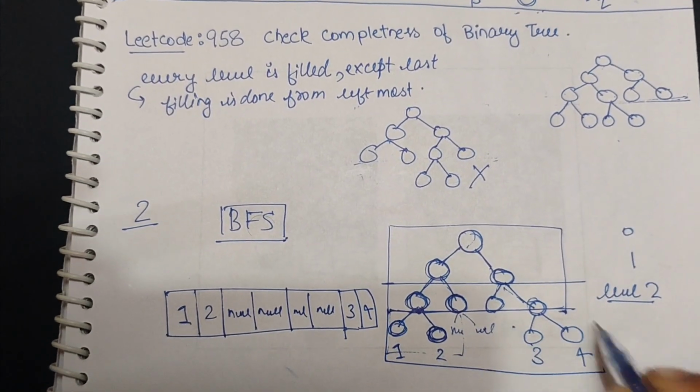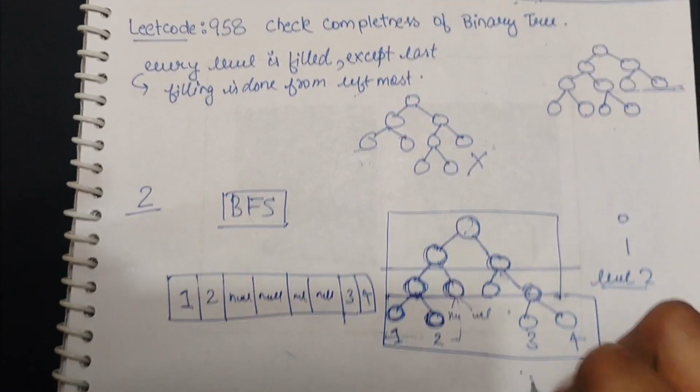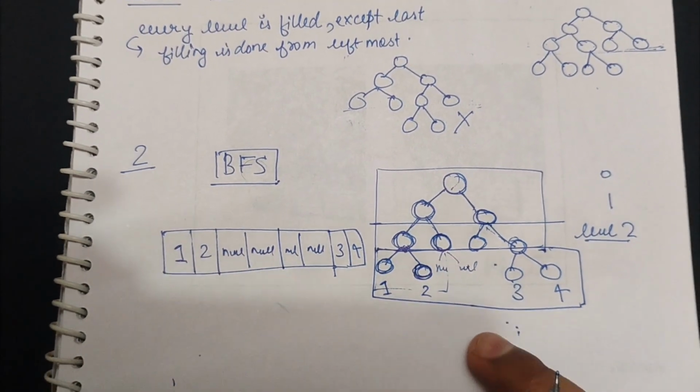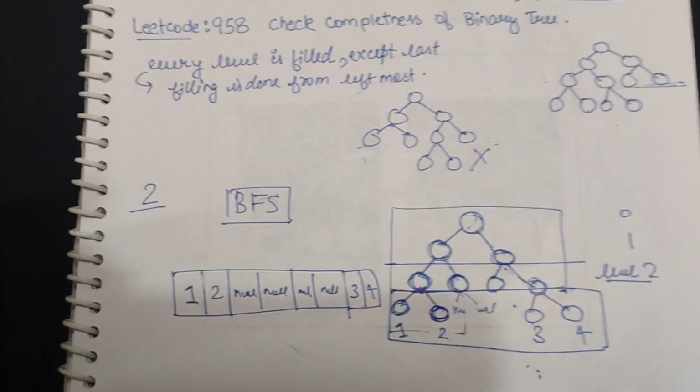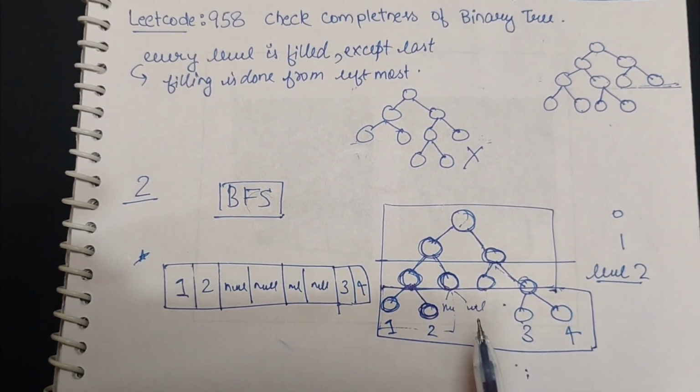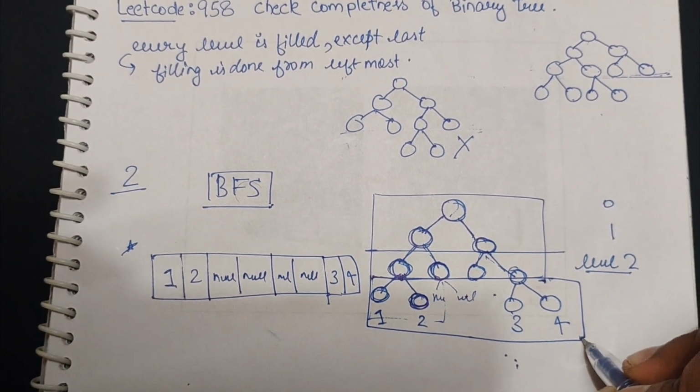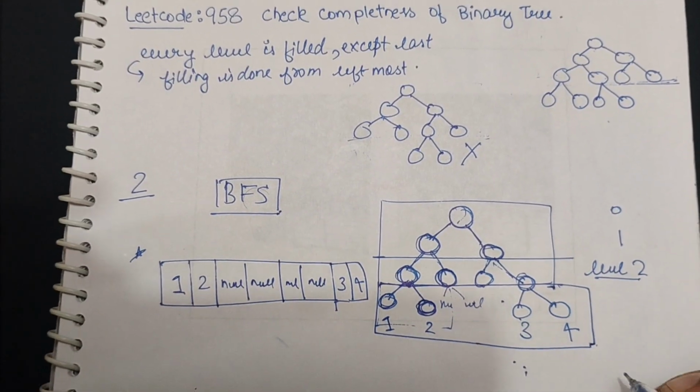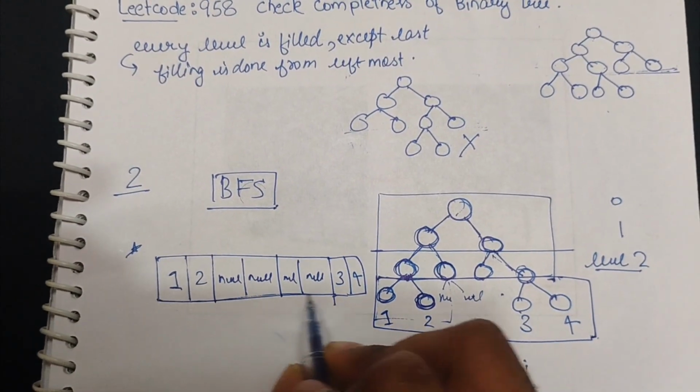Now coming up to the last level, we can see that right now this is not a complete binary tree. But how to determine? Now this is the crucial step. That is, we can always determine a tree using a queue in the last level. That is, we are having a queue.